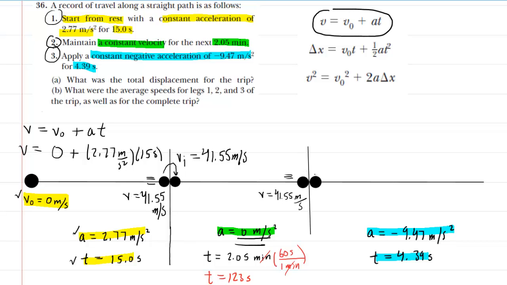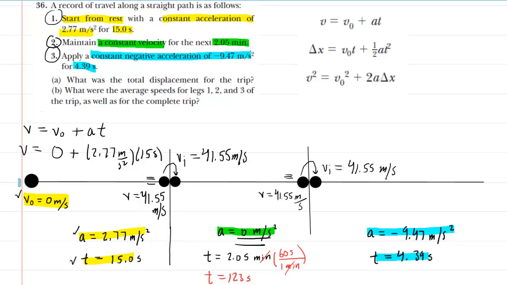In segment 3, we apply that idea that the final velocity from segment 2 becomes the initial velocity of segment 3. So we'll note that the initial velocity of segment 3 is the 41.55 meters per second. Now, with all that preliminary work accomplished, we are ready to calculate part A. It wants the total displacement for the trip.